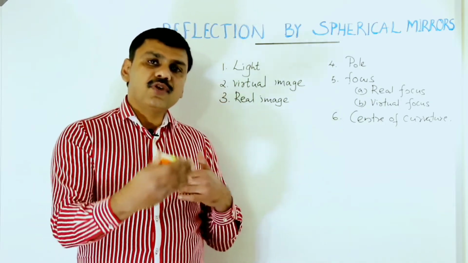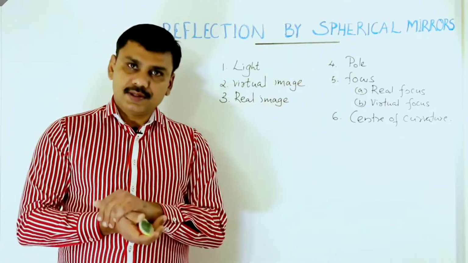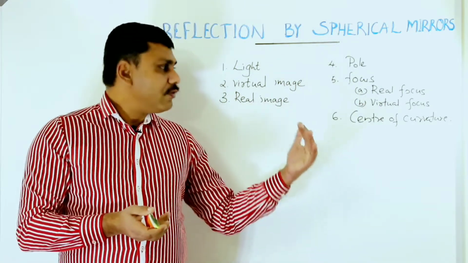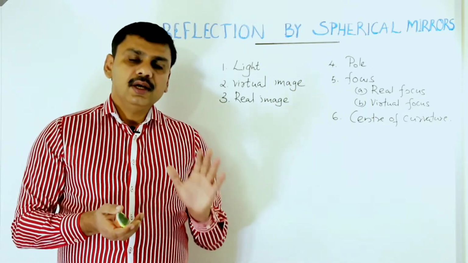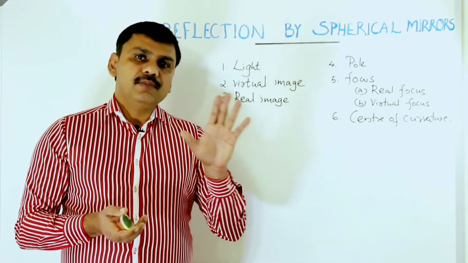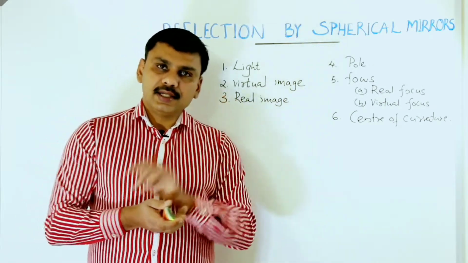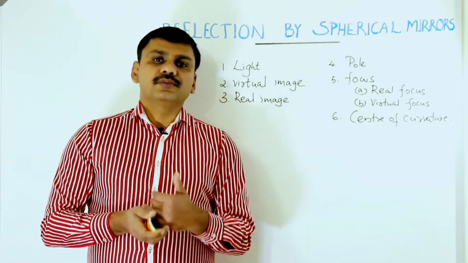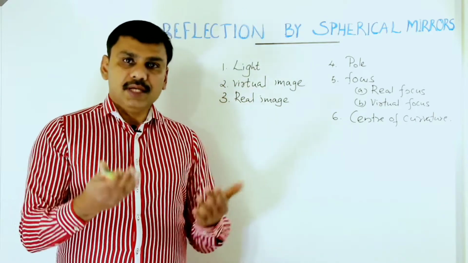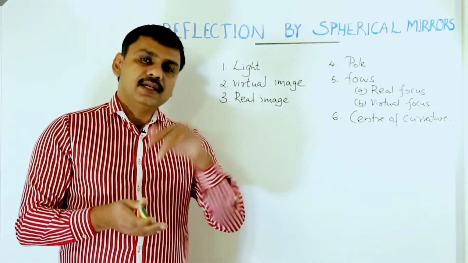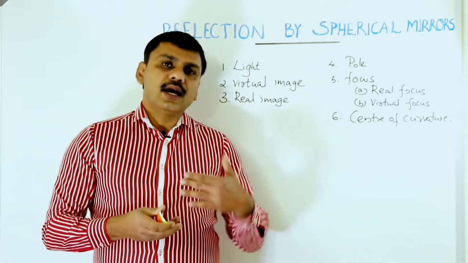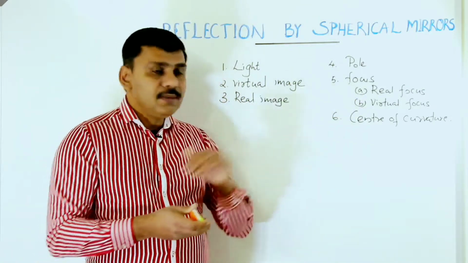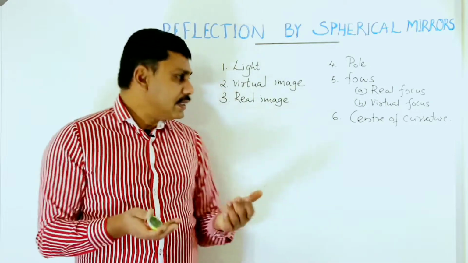Real image is formed by the real focus. An example of forming a real focus is by using a concave mirror. If you keep the concave mirror in front of a lighted candle in a dark room, it will produce an image on a screen and that image is inverted. So a real image is always inverted. A virtual image is always erect.